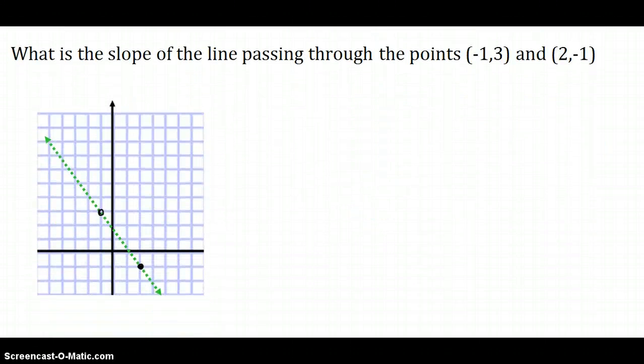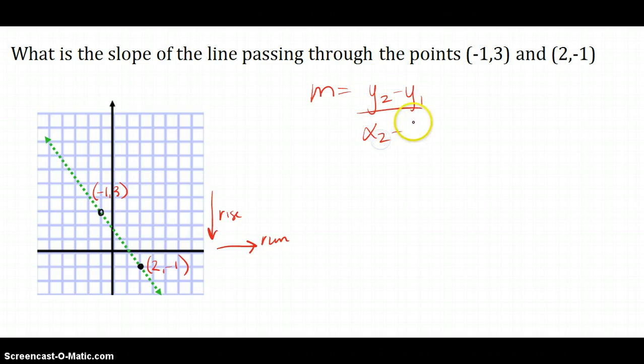So what if we were looking at a graph? If we were looking at this graph, and I said, what is the slope of the line that passes through the points (-1, 3), which is right here, this black dot, and (2, -1), which is that dot. I'm going to take the vertical change over the horizontal change, or rise over run. And my formula up above was y2 minus y1 over x2 minus x1.